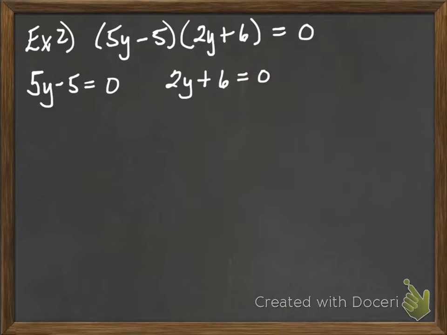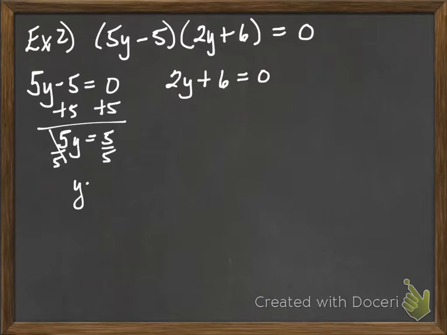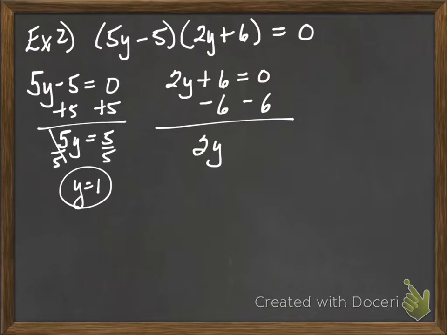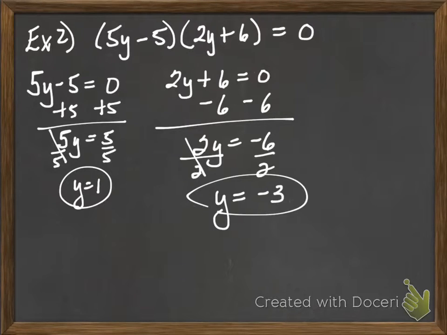If you have 5y minus 5 equals 0, you're going to add 5 to both sides. That gives you 5y equals 5. Then you divide both sides by 5, and one of your answers is going to be 1. On the second equation, you're going to subtract 6. You get 2y equals negative 6. You divide both sides by positive 2, and your second answer comes out to be negative 3.